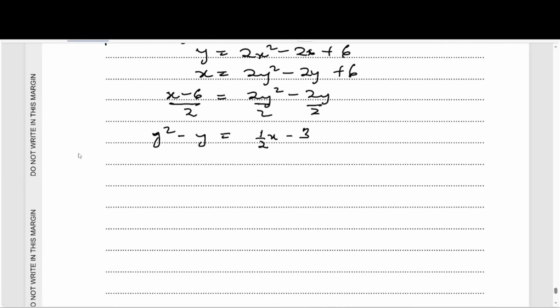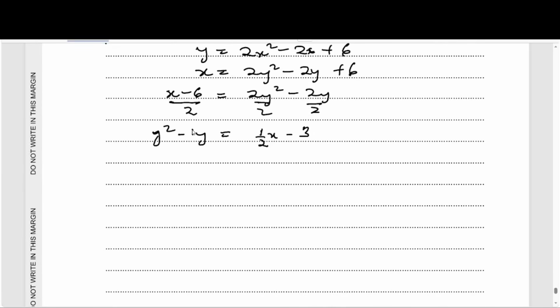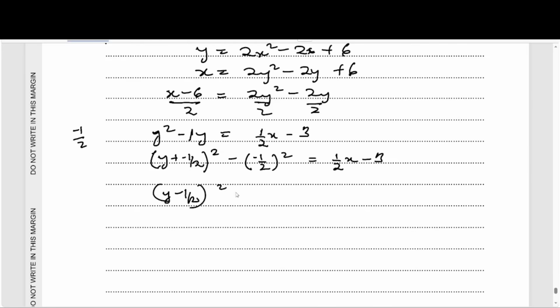Now you can complete the square here. The coefficient of y is -1. You find half of that, which is -1 over 2. So we add it inside the bracket, so y plus -1 over 2 all squared, and then subtract it outside the brackets, -1 over 2 all squared, is equal to half x minus 3. Then the first term becomes y minus half all squared.